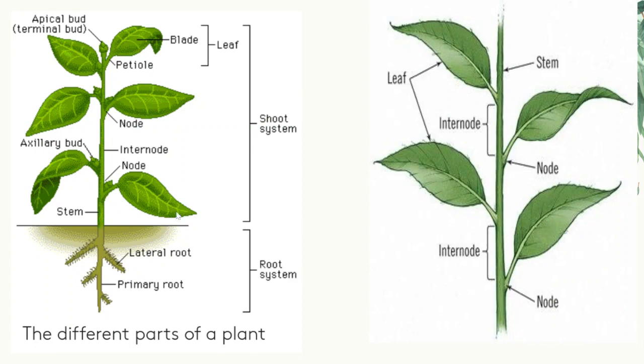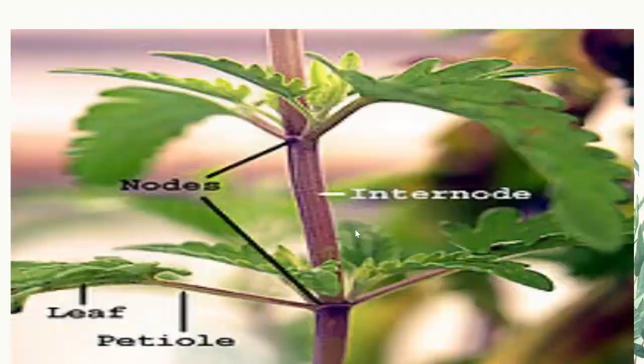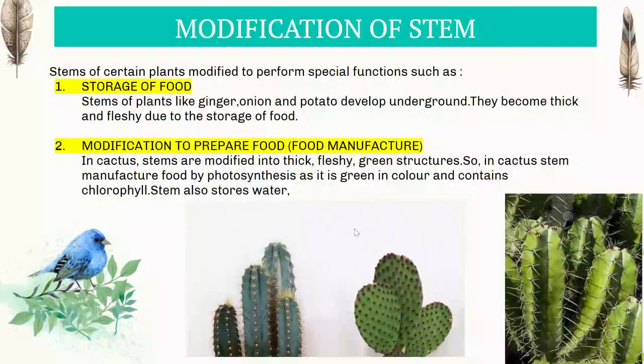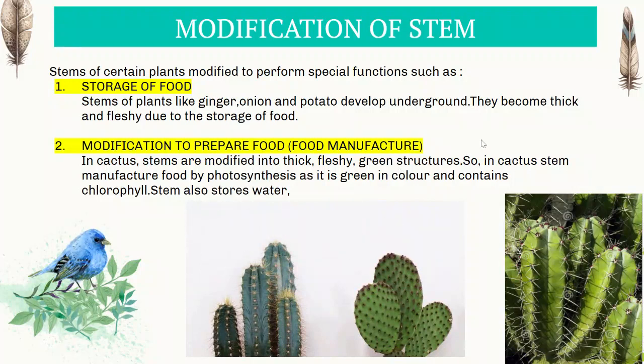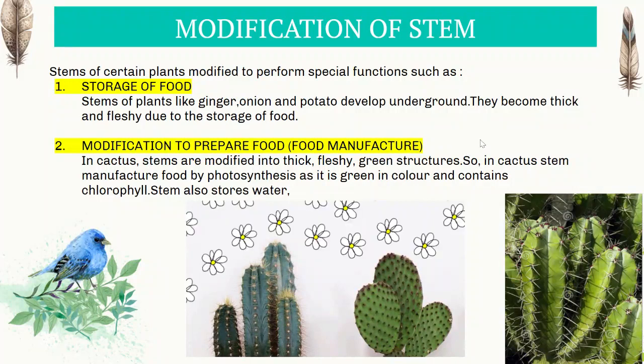Just look at this picture, children. You can clearly see the nodes and internodes, and also you can clearly identify the apical bud and the axillary buds. Children, now let us discuss the modification of stem. Dear children, stems are modified to perform various functions, and one by one we will discuss these modifications.